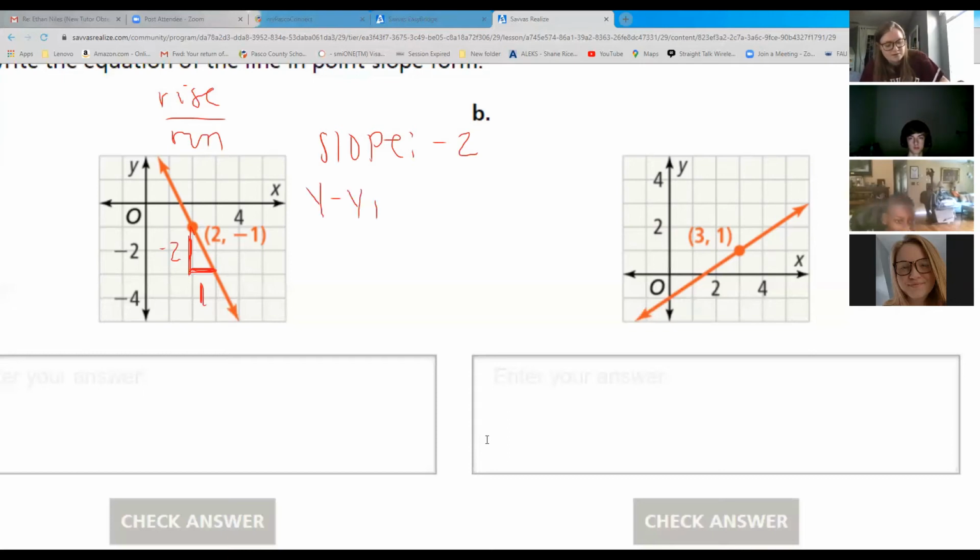Y minus y1 is equal to m times x minus x1. Okay, so can you plug in to this equation here? So plug in all of the pieces there that they give you. Use the point right here in your equation. Okay, and then just let me know what you got.